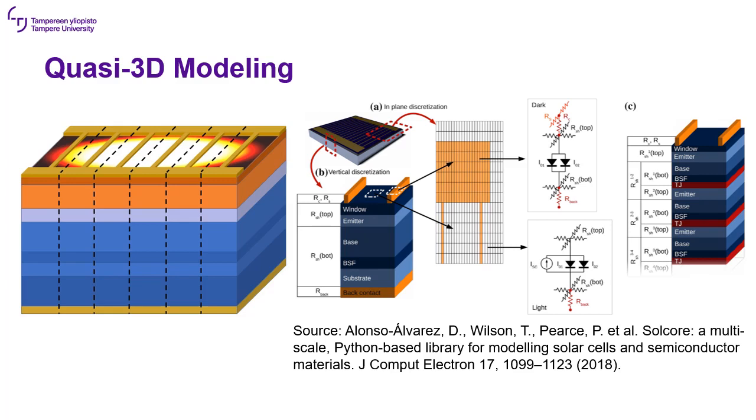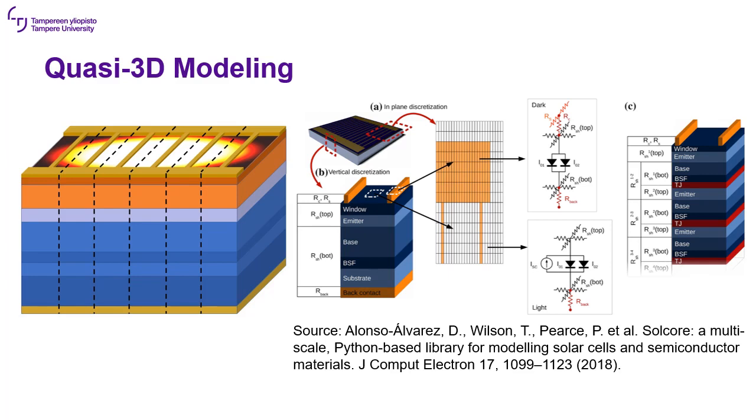After this circuit diagram of the whole subcell is constructed, the Quasi-3D solver inserts this circuit model into a SPICE solver, which solves, for example, the current voltage characteristics of the given illumination and grid architecture profiles.